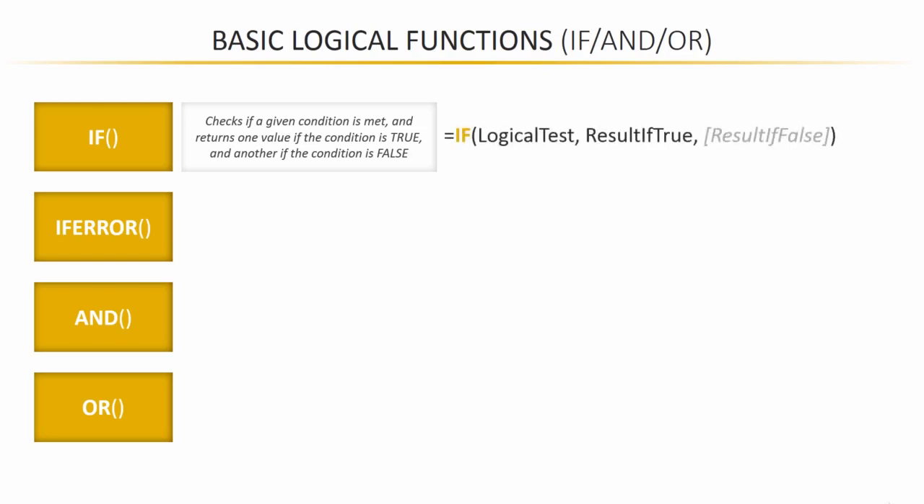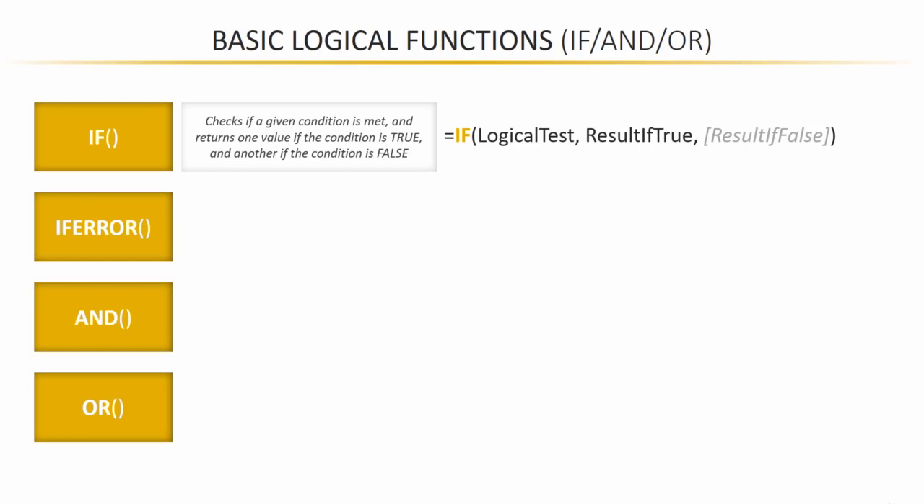So the syntax looks like this. There are 3 arguments, starting with the logical test. This is any Boolean test, meaning anything that results in a true or a false. It could be text-based, like country equals USA, or it could be numerical, like weekday equals 1, or retail price is greater than 10. All of those are valid logical tests because they all evaluate to either a true or a false.